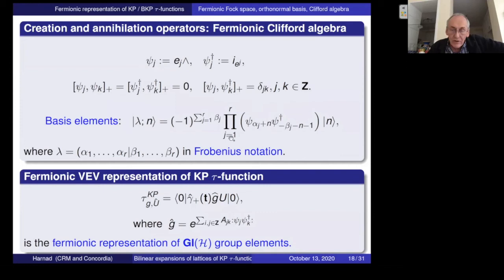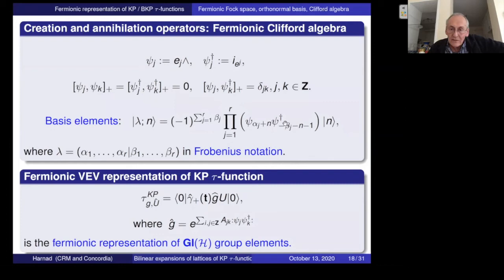You take the vacuum state and you act on it by a finite number of pairs. You use the Frobenius indices to label your creation and annihilation operators. And there are as many pairs as the Frobenius rank. You act on it, and it's a very elementary calculation to see that these two are the same thing. And this is the basis of everything involved.